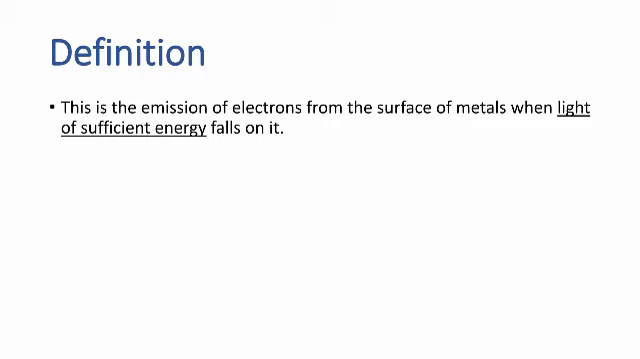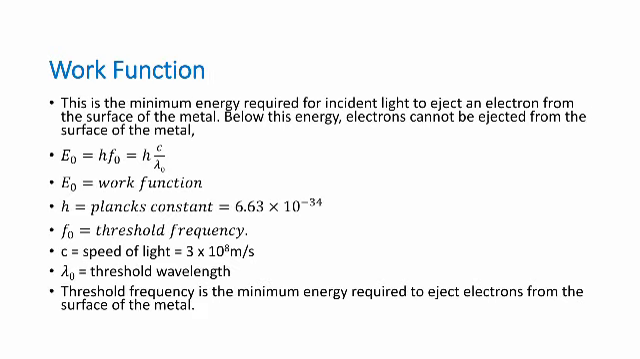So until light that has sufficient energy falls on a metal surface, electrons will not be ejected from the surface of the metal. Okay, we start with work function. Work function is the minimum energy required for incident light to eject an electron from the surface of the metal. Note that below this energy, the electrons cannot be ejected from the surface of a metal.